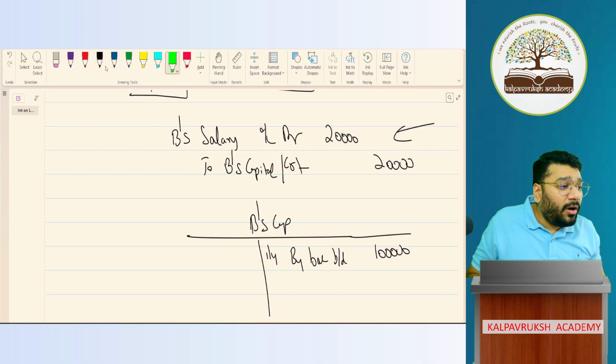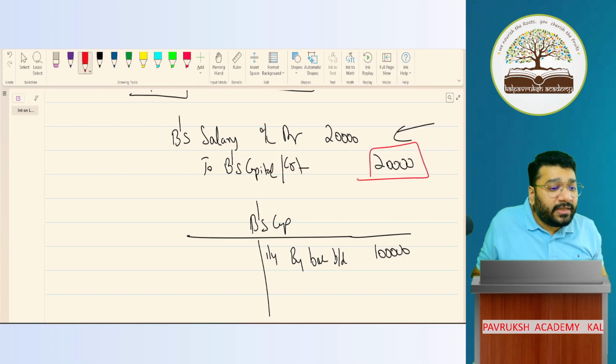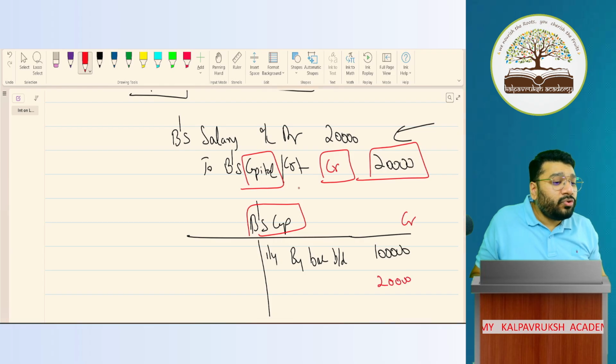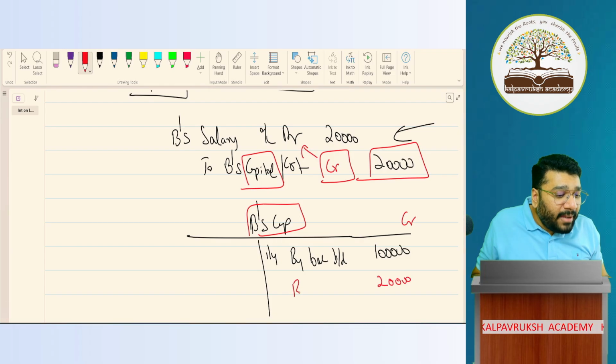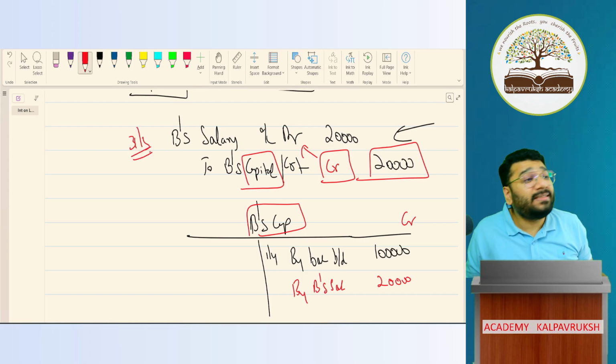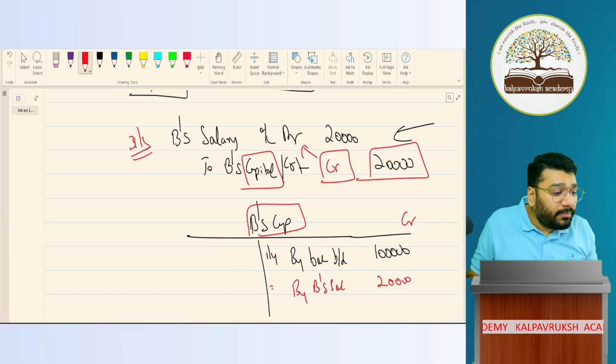Record this 20,000 in the credit side of B's capital account, with the opposite party being By B's salary. When will I record this entry? Always at the end of the year, because this is an adjustment entry. 31st March will come. Okay, not okay.